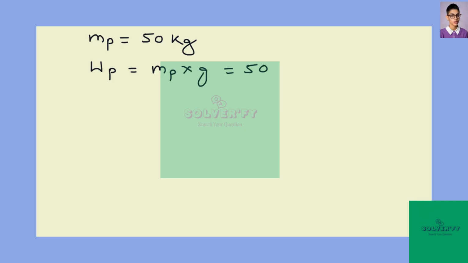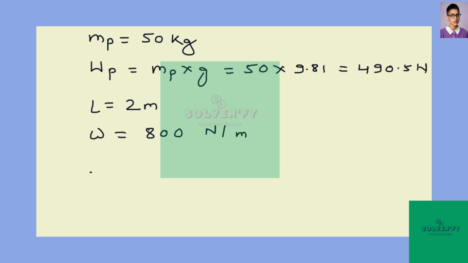First, we are going to write the mass of post, that is MP is equal to 50 kg. So weight of post is equal to MP into g is equal to 50 kg into 9.81 is equal to 490.5 Newton. Now length of beam is equal to 2 meter and w is equal to 800 Newton per meter. Mu B, the coefficient of friction, is equal to 0.4 and mu C is equal to 0.2.